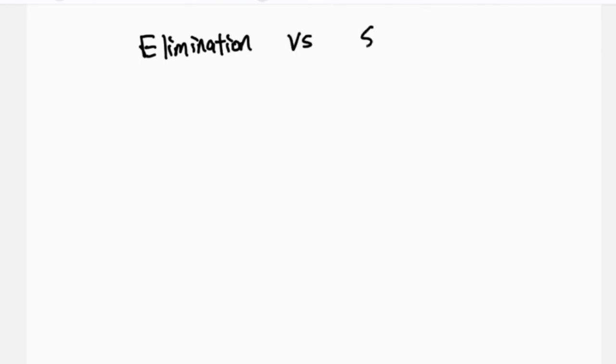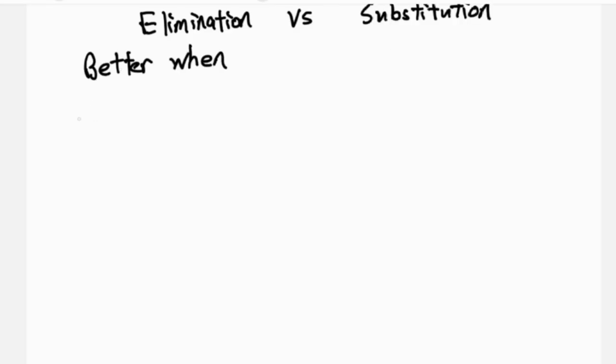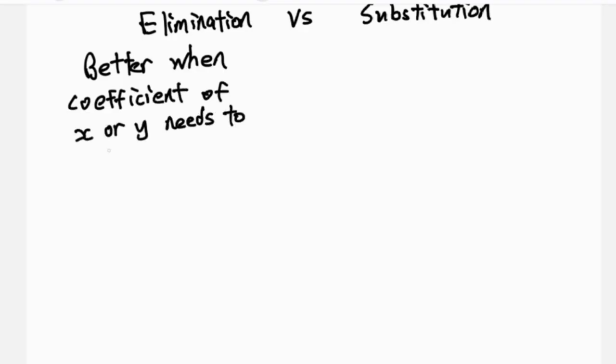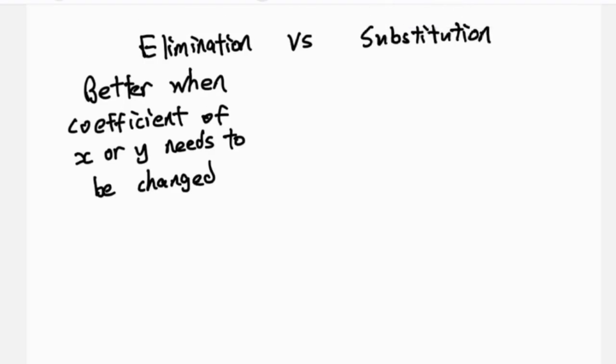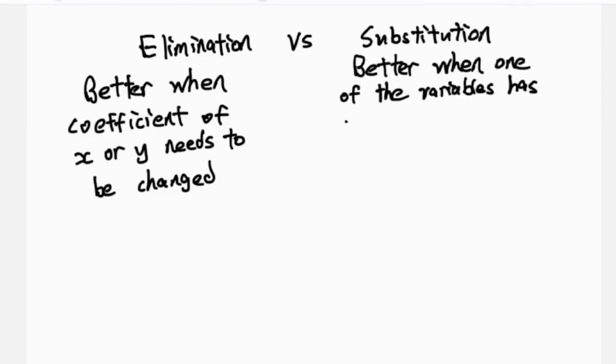What's the difference between elimination and substitution? When should we use which method? Elimination is better when the coefficients of one of the variables need to be changed. And substitution is better when one of the variables has a coefficient of 1.